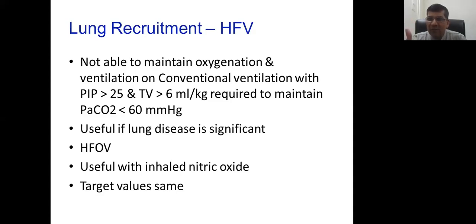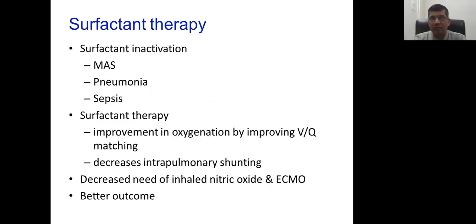So use of high frequency along with nitric gives very good results. But I would say that high frequency plus surfactant is the best thing. That gives you a quick recovery. And if you are using high frequency, then nitric is the one you use. And that's what I told you, that in cases of meconium, pneumonia, early onset sepsis, I use liberal surfactant. And they have good results.